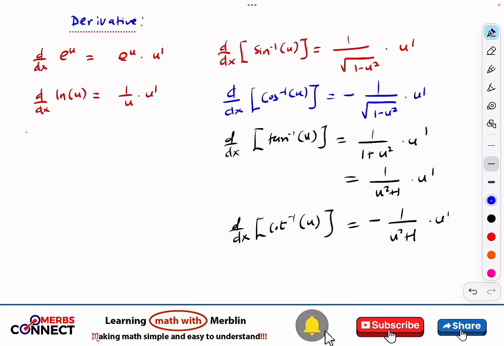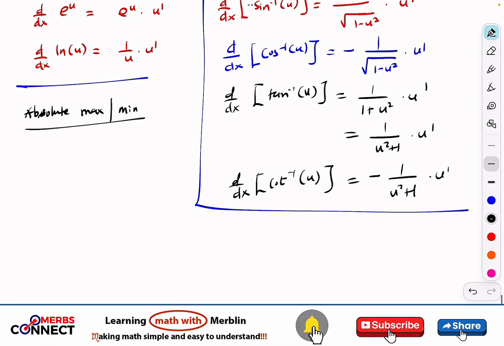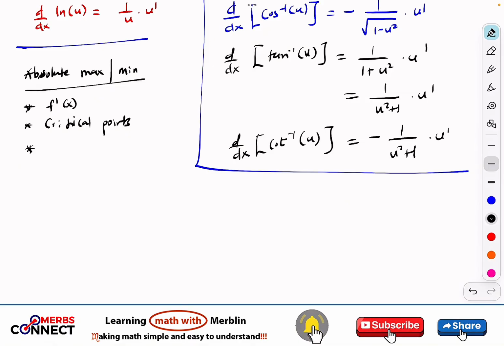Now let me give you another tip before we close this section and we start the spring 2025. Now absolute max and minimum. Don't forget, anytime you are doing this, you need the critical point, you need f prime. You use f prime to find the critical point. And how do you get the critical point? That's when f prime is equal to 0.